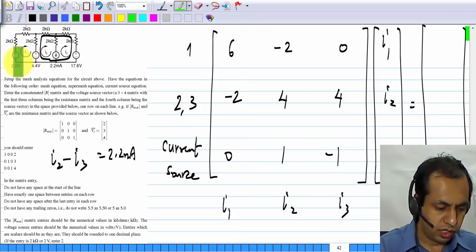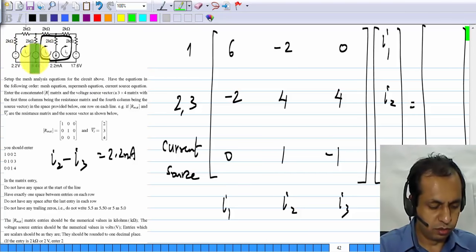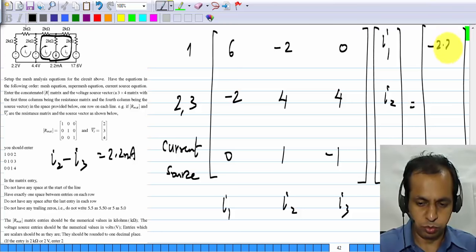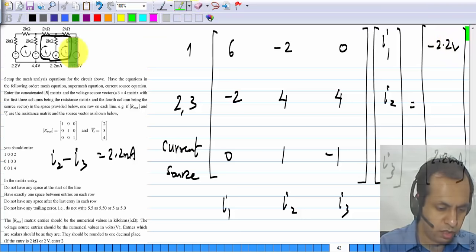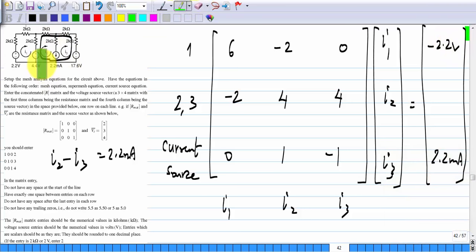and the voltage rise in the first mesh is 2.2 minus 4.4, so this is minus 2.2 volts, and the voltage rise in the super mesh is 4.4 minus 17.6 or minus 13.2 volts. Okay, and for the answer you have to put these 4 columns together to form a 3 by 4 matrix.